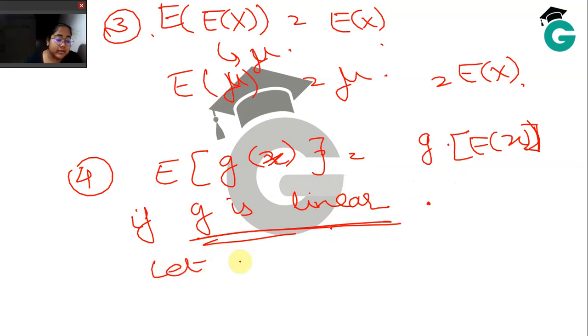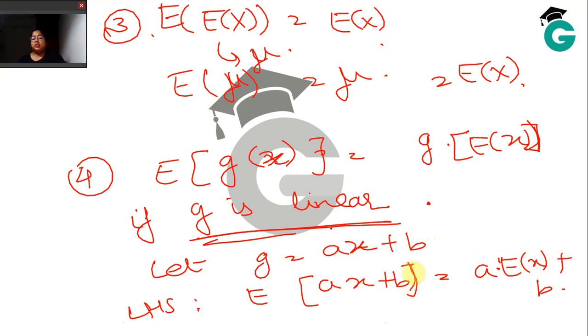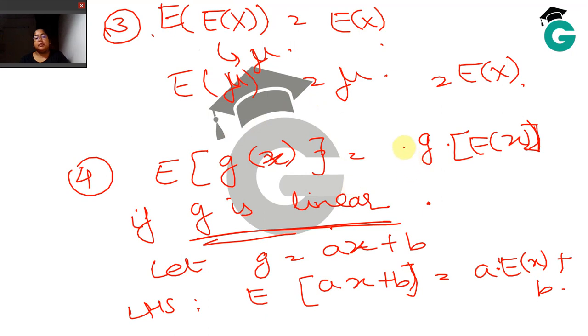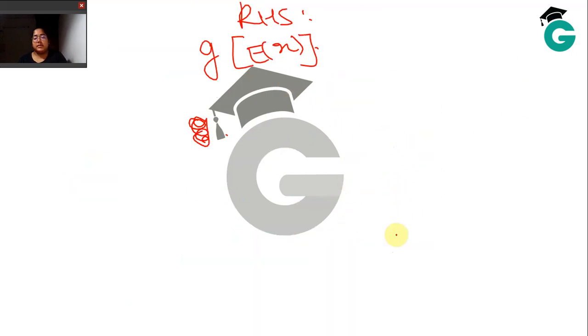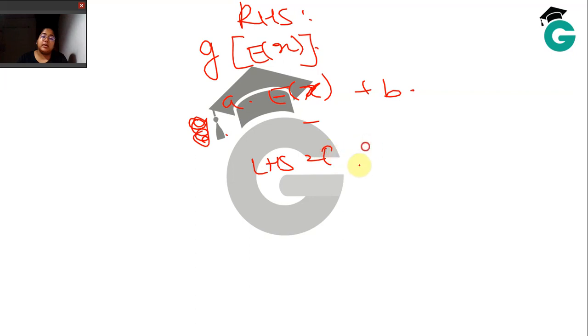So let's try to prove this. Let g equal ax plus b, a linear function. The LHS is going to be the expectation of ax plus b, which we just calculated as a into the expectation of x plus b. The RHS, on the other hand, is g of the expectation of x. That is, g of any number is a into that number plus b, so a into the expectation of x plus b. This expression is precisely equal to the other expression, LHS equals RHS, and hence proved.